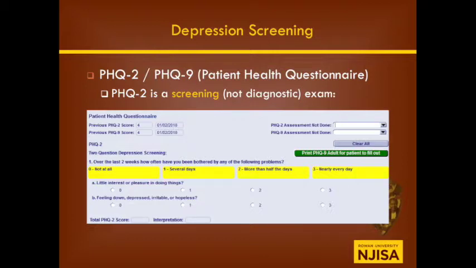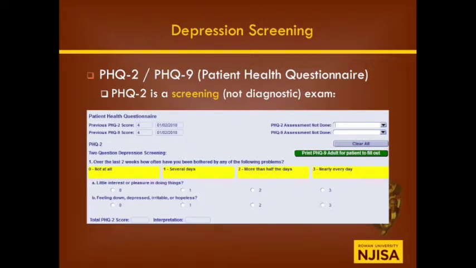But we'll focus on the PHQ-2 because that is what you will see used the most across all of your rotations. The PHQ-2 is the Patient Health Questionnaire 2 as opposed to the PHQ-9. PHQ-2 has 2 questions, PHQ-9 has 9 questions. PHQ-2 is a screening exam that asks, over the last 2 weeks, have you been bothered by any of the following problems? And it rates the answers on a score from 0 to 3.